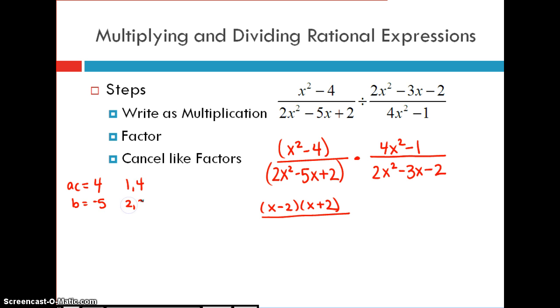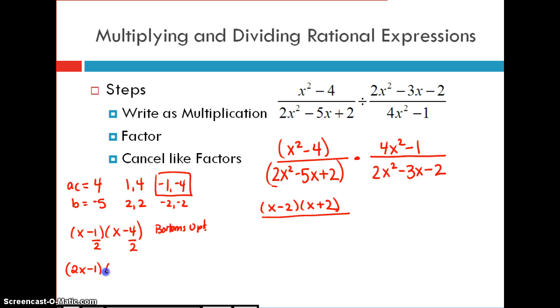So I would write out all my factors of 4. So 1 times 4 and 2 times 2. If I need it to be negative, that means both of them would have to be negative. And so I see this is my two values, so x minus 1 and x minus 4. But that would not distribute back to my denominator, so I have to remember bottoms up. And in bottoms up, you divide by that leading coefficient, that 2. You try to simplify your fraction. I cannot, so this would be 2x minus 1. I can simplify the second one to x minus 2. So my denominator in this first fraction is 2x minus 1 times x minus 2.